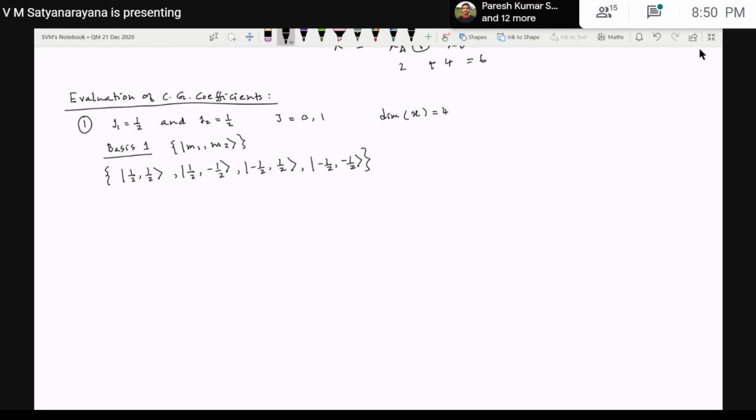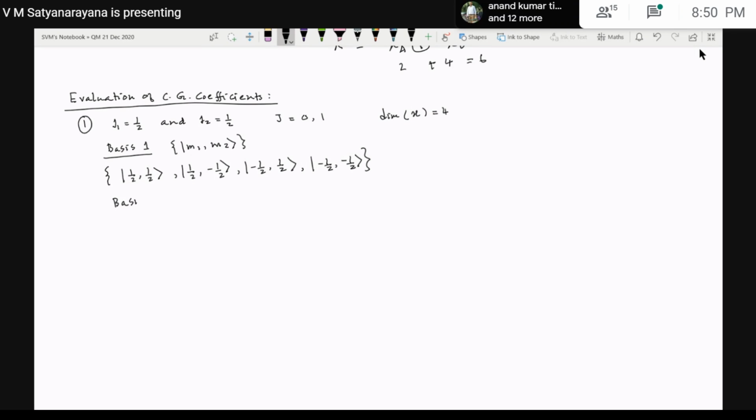These are the values that M1 and M2 can take. Because J1 is half, M1 can be minus half or plus half, and M2 can also be minus half or plus half. So these are the possible states. This is my basis 1. Okay, now I go back and ask what is basis 2.